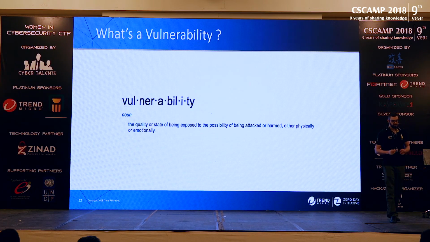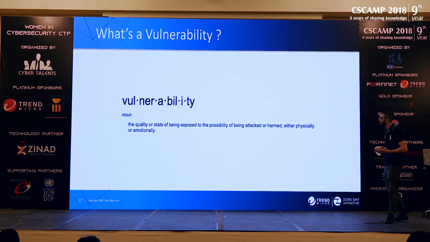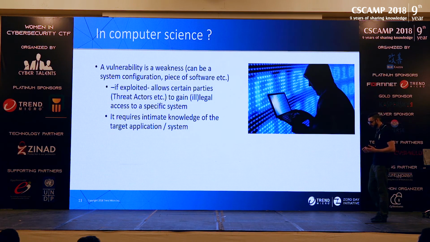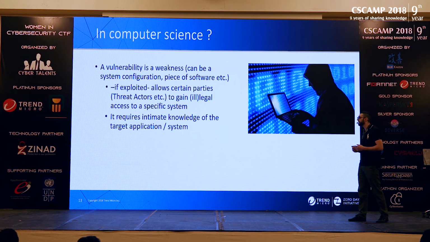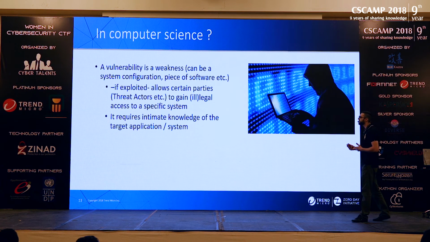It's the quality or state of being exposed to the possibility of being attacked or harmed, either physically or emotionally. It's a fancy definition, but basically it means a weakness. So when you're exposed to a weakness, then you're vulnerable to something. It's as simple as that. In computer science, a vulnerability is a weakness in a system configuration or an application. If exploited, then someone can do illegal or legal actions or gain access to your systems. It also requires an intimate knowledge of the target application and system, and we'll get to that later.